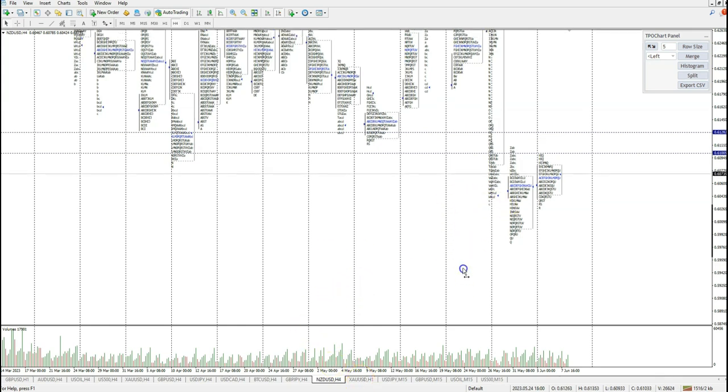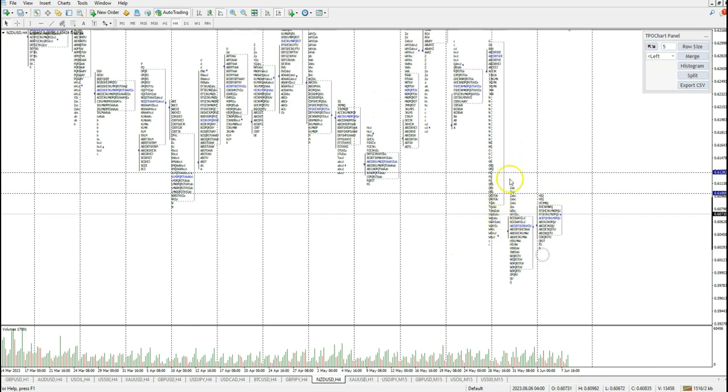Anyway, and then we got the Kiwi. The Kiwi, it's a tough one. We're building. To be honest, I wouldn't get long this until we can take out last week's high, and we broke a major weekly level. So again, it's reasonable to stay relatively bearish.